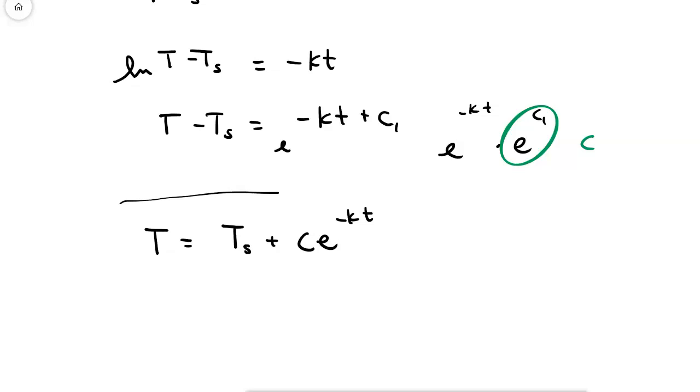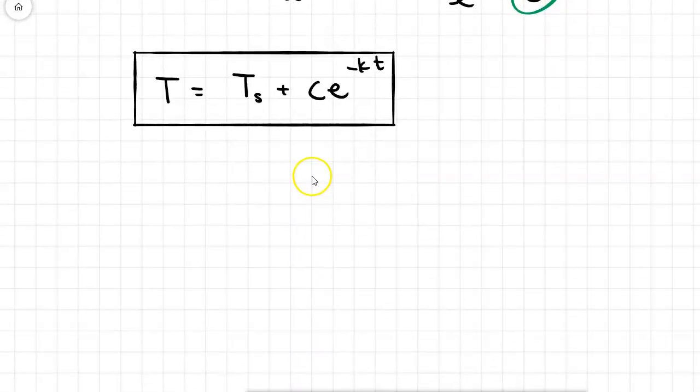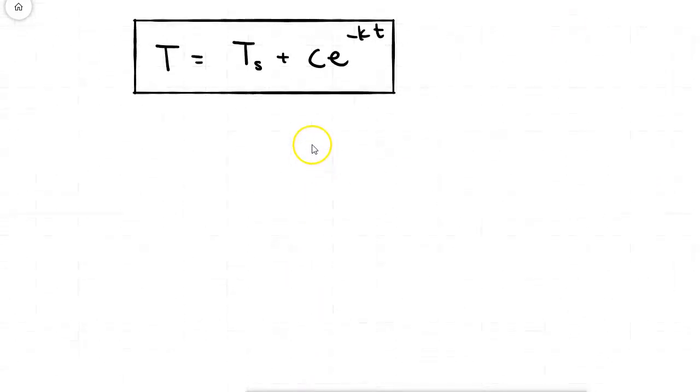Now, your textbook has a slightly different version of this, and I'll show you what they did in a minute. But here, look at those beautiful lines that I drew around that. That is Newton's law of cooling: the temperature of the object is the temperature of the surrounding medium plus some constant times e to the negative kt, and we'll figure out what those constants are as we go along.